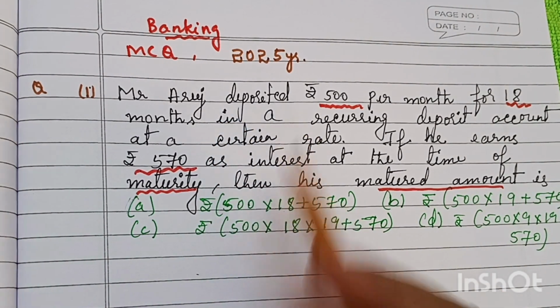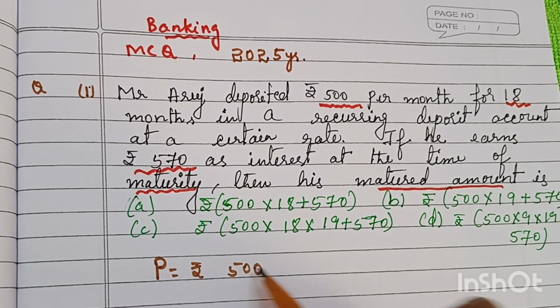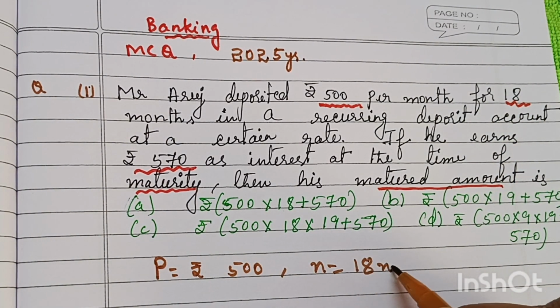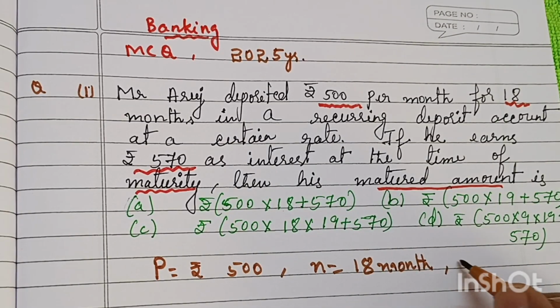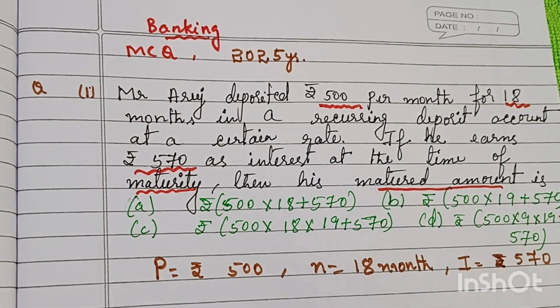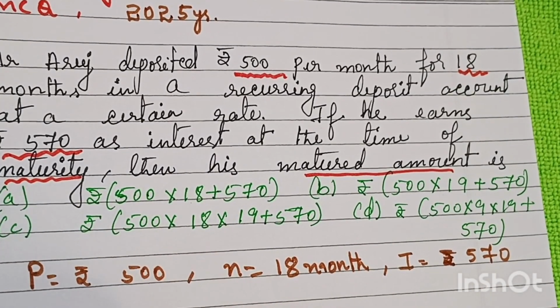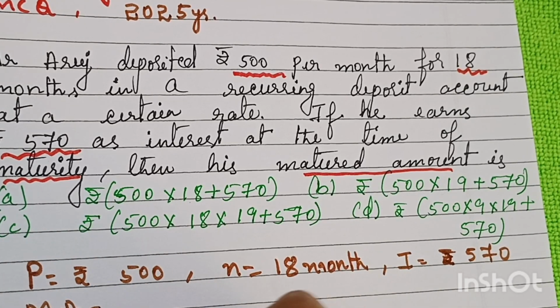Arjun deposited, and deposited is always the principal amount, ₹500. Months is 18, so n is 18 months. At a certain rate, he earns ₹570 as interest, so interest is also given, ₹570. First you have to learn all the formulas related to this chapter, then only the chapter will become easy. We have to find the maturity amount, MA is equal to question mark.